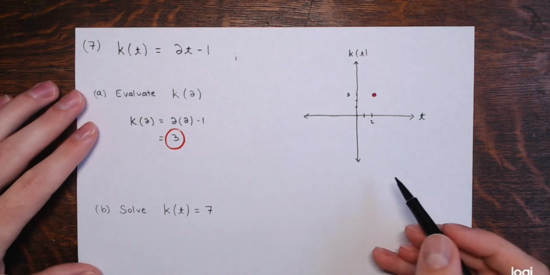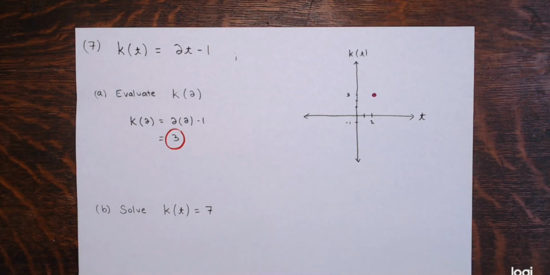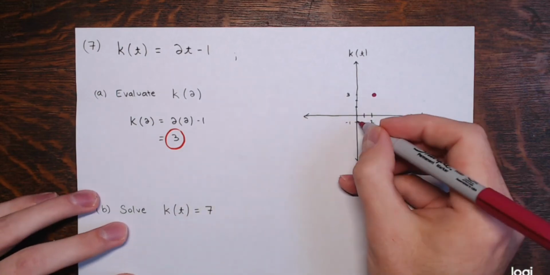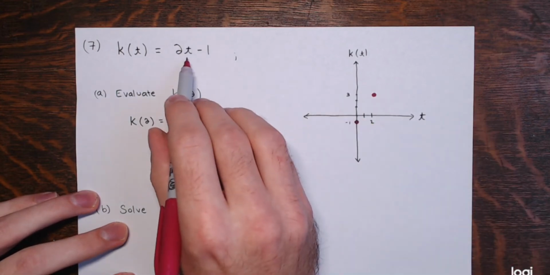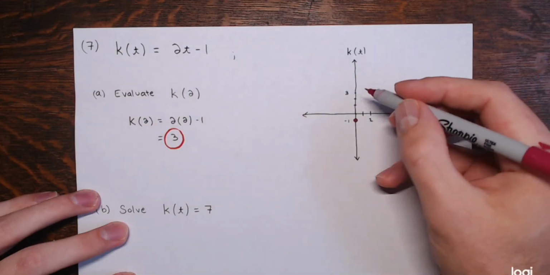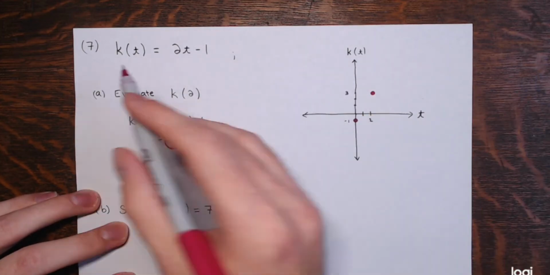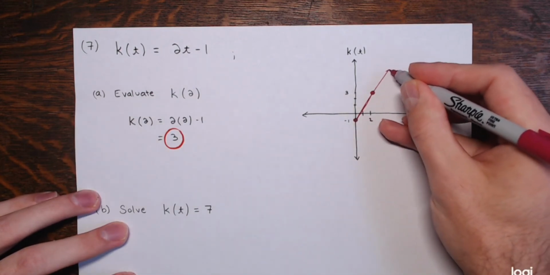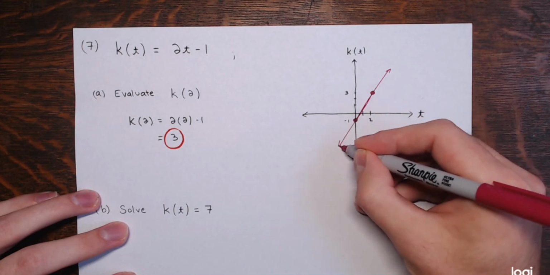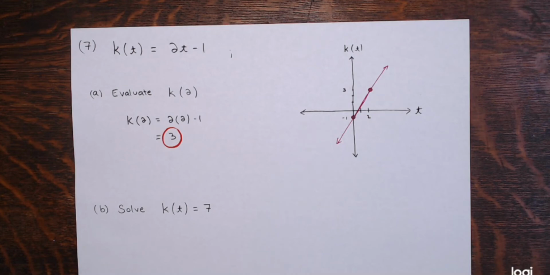And you can plug in some other stuff. If the input were 0, the output would be -1. k of 0 would be -1. Hope that's obvious. And another thing I'm hoping you notice is that this is a linear polynomial here. This is a linear function. It's just like y equals 2x minus 1, if you replace t with x and k of t with y. So the graph of this thing should look like this. There's the graph of this function called k. Great.